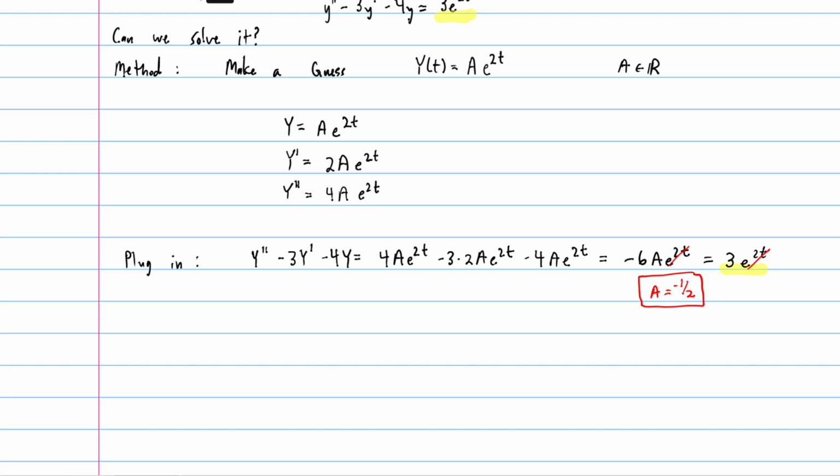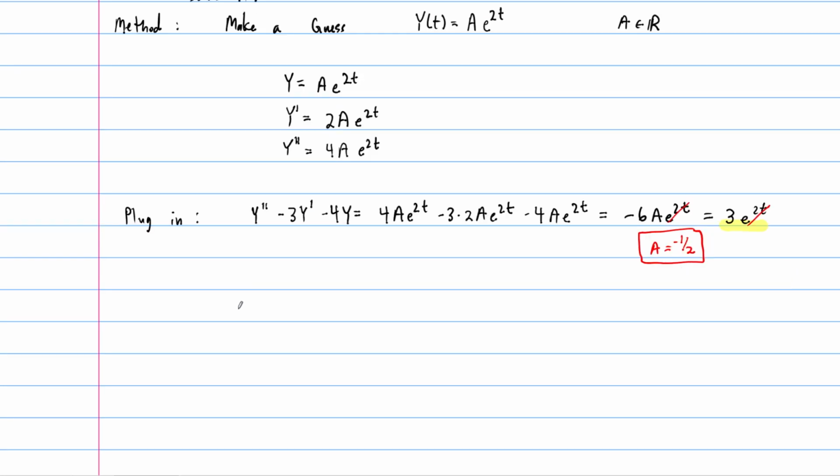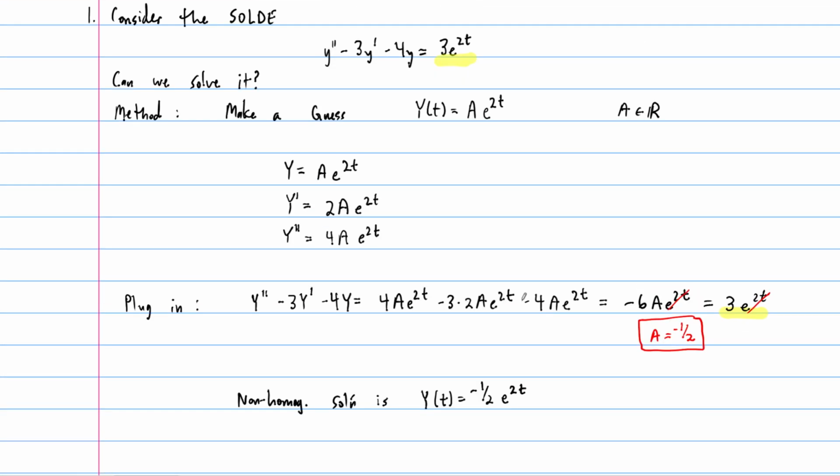And what we found then is what we're going to call our non-homogeneous solution, which is capital Y. We reserve this capital Y for our non-homogeneous solution. So capital Y is negative 1/2 e to the 2t. So this is part of our solution. Notice I'm saying part of our solution for which, when we take the derivatives and we plug in, we get back the right-hand side, the non-zero function on the right-hand side.